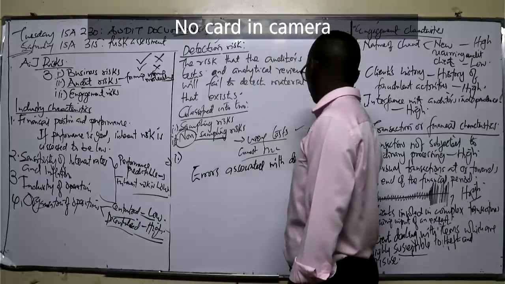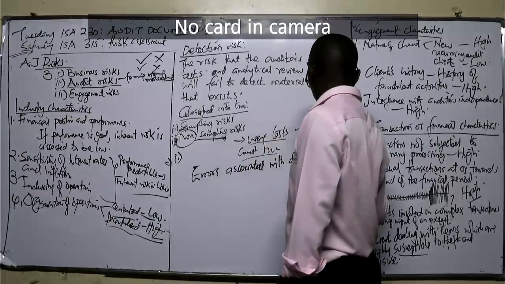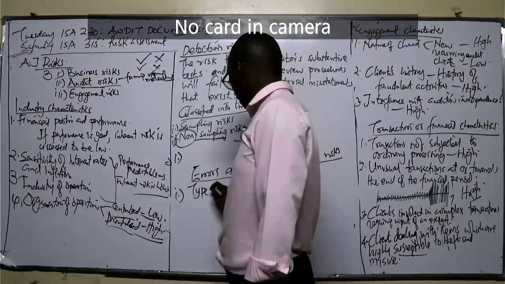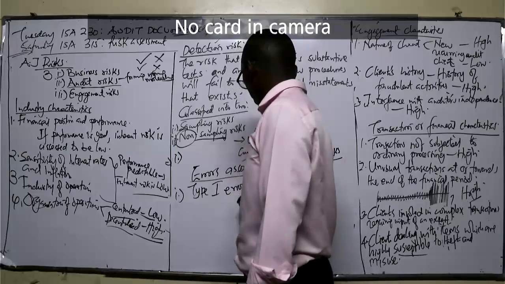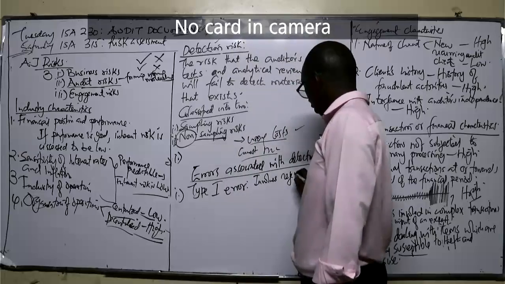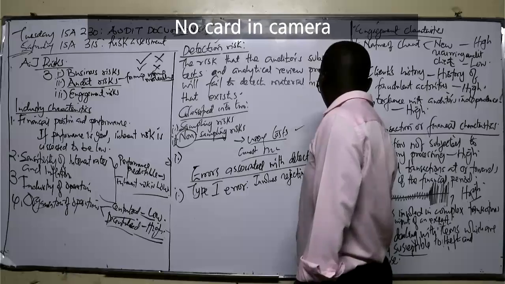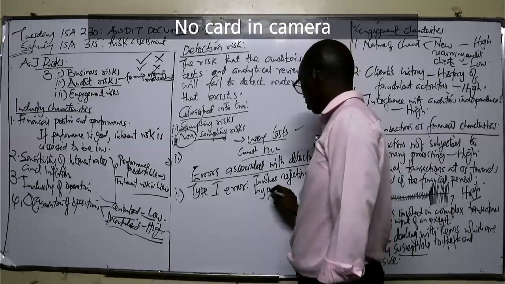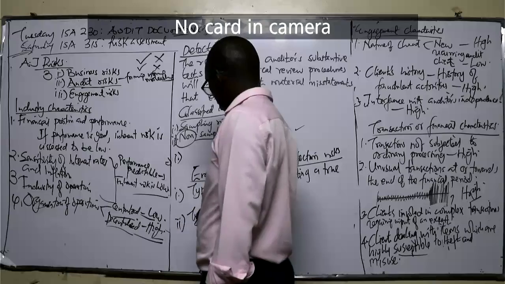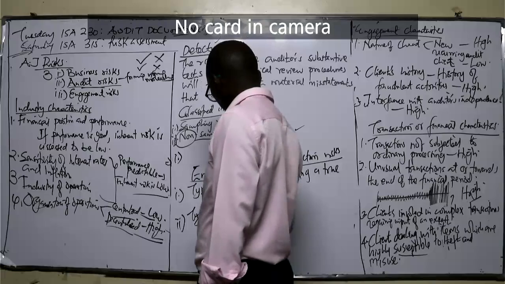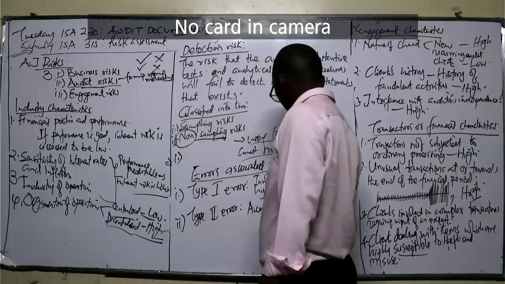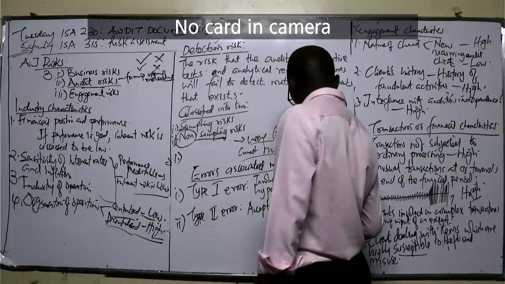Talk of errors associated with detection risk. We have type 1 error, which we'll define as involving rejecting a true hypothesis. Then type two error, accepting a false hypothesis.